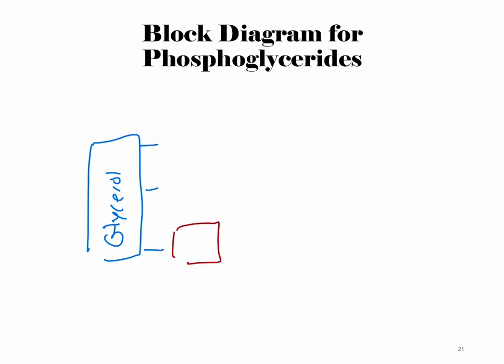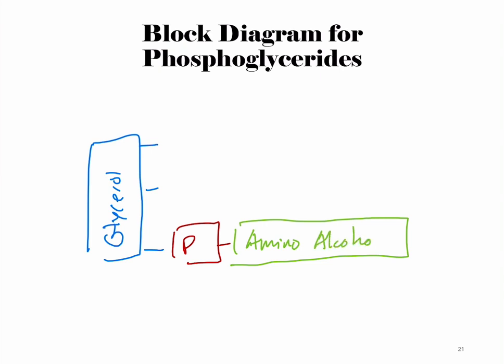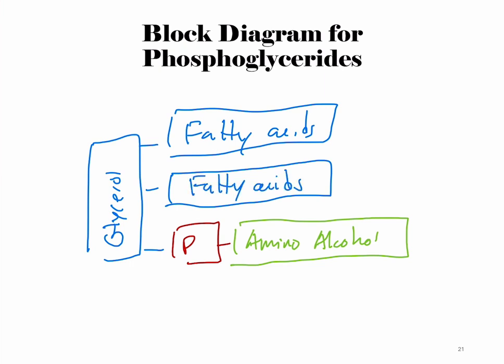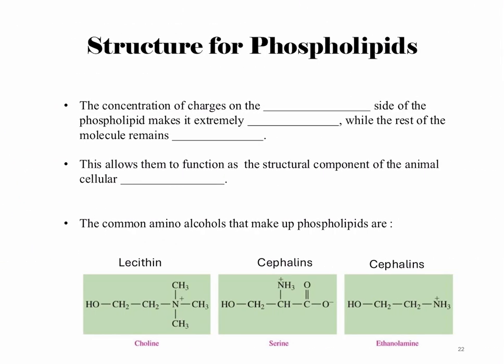So again, the block diagram for this looks something like this. We have the glycerol. We have the phosphate group that's bonded to the amino alcohol, and then we have two other fatty acids, which is almost identical to a triglyceride, except the last row here is taken by phosphate and an amino alcohol. And this makes them very, very polar, and so they're very good for making membranes.